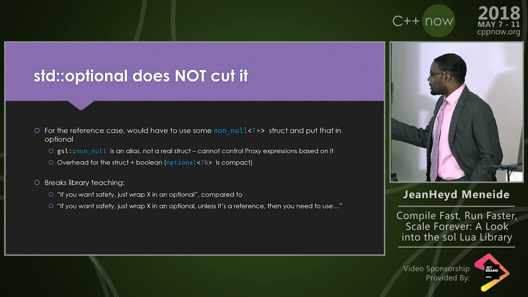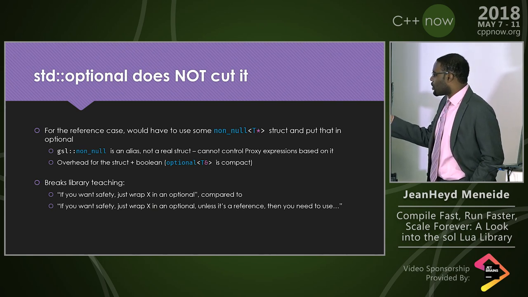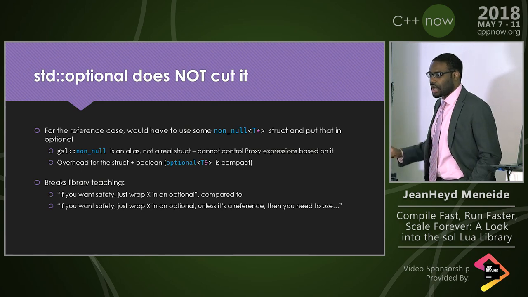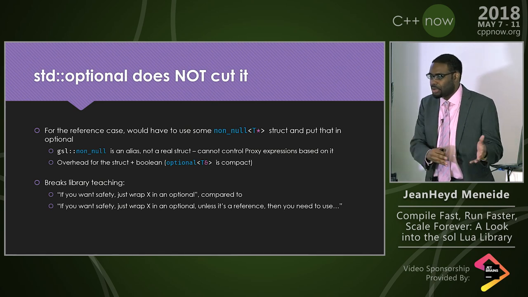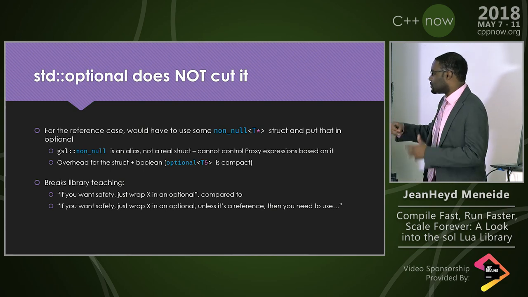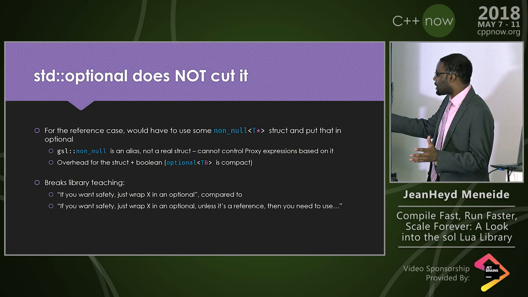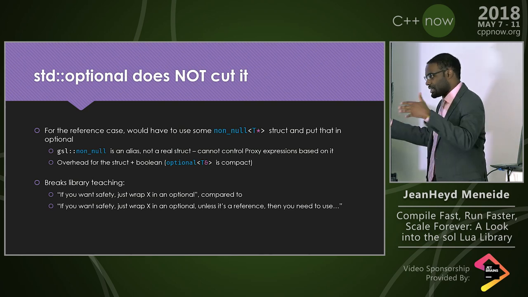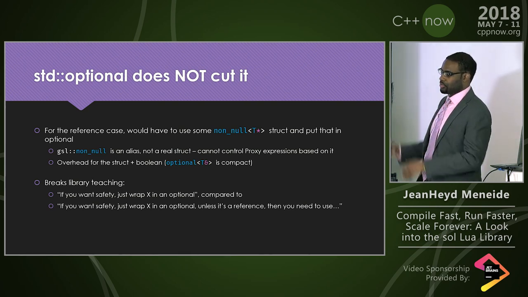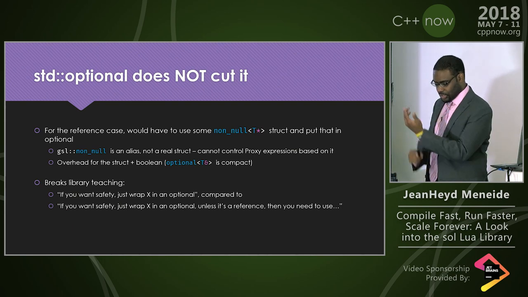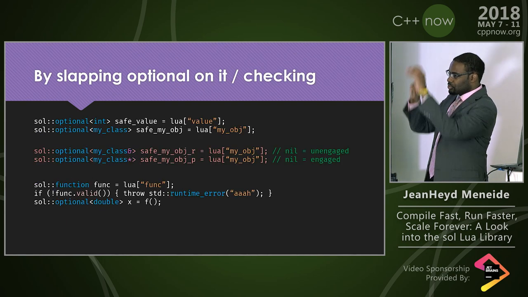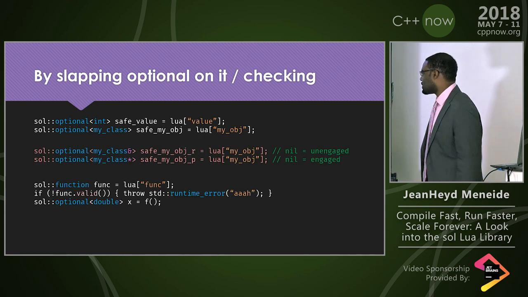So it also breaks my library teaching. I have one rule: if you want safety, just wrap X in an optional and that's it, you're done. I don't have to teach you about non-null. I don't tell you about any of these other crazy things you can do. You just use it. But if I used the standard optional, it would be: if you want safety, just wrap X in optional, unless it's a reference, then you need to use dot, dot, dot. And we start getting the west const rules, right? The spiral, and then when does it end?